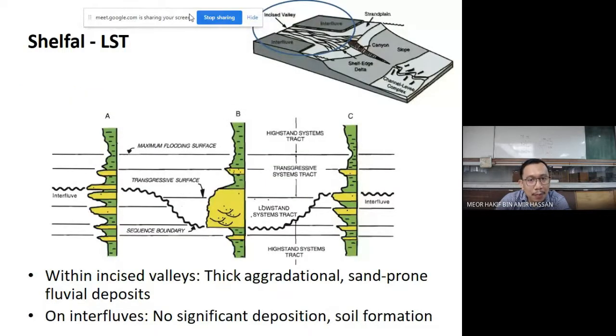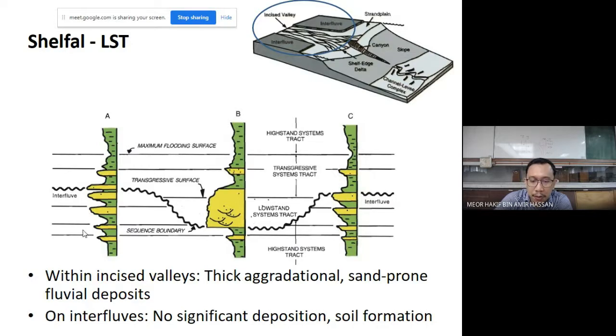Okay, so we go one by one through the different systems tracts. We have the lowstand systems tract, LST. So it is very slow relative sea level rise just after a relative sea level fall. Okay, this is what you get. I've seen this cartoon before, I already showed it. So you have an unconformity. You can trace it in these three areas, the three wells here.